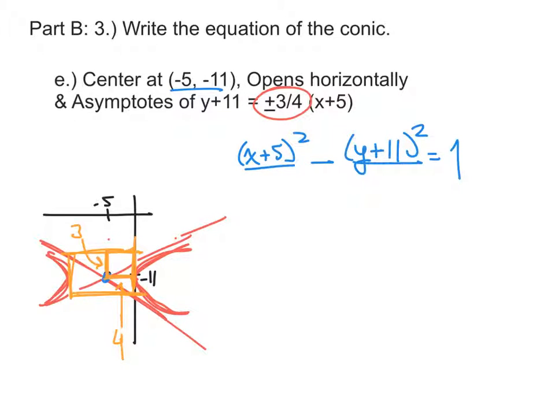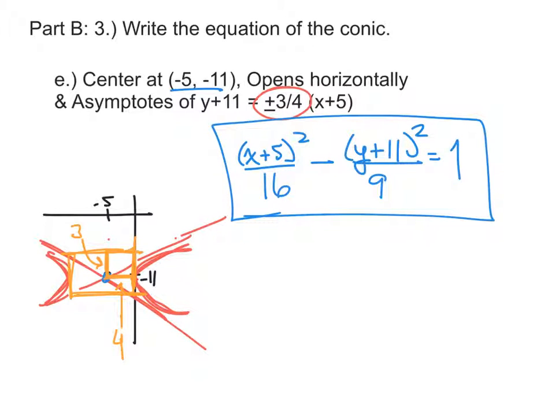Using these two values, we went 4 in the x direction, so the denominator is going to be 4 squared, or 16. And we went 3 in the y direction, so the denominator of the y is going to be 3 squared, or 9. And there's the equation of the hyperbola.